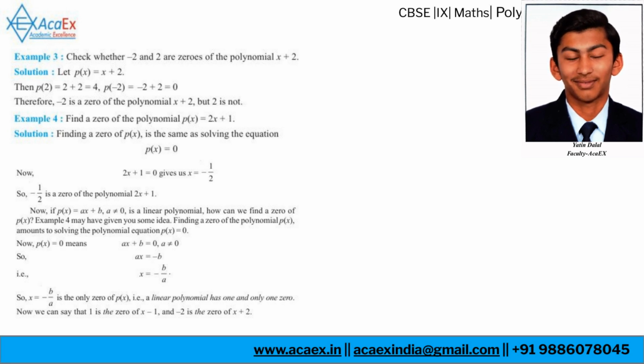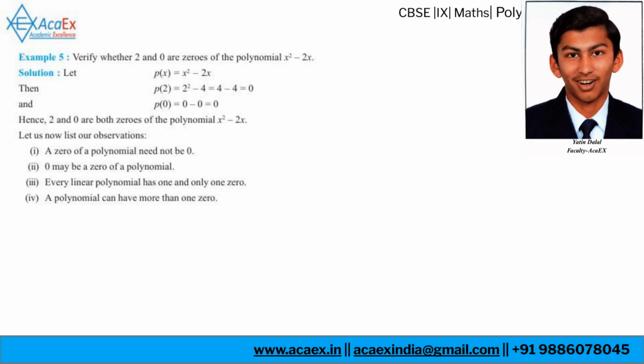Example 4. Find a zero of the polynomial p(x) equals 2x plus 1. Solution: solving the equation p(x) equals 0 gives 2x plus 1 equals 0, which means x equals negative 1 divided by 2. For any linear polynomial p(x) equals ax plus b, the only zero is x equals negative b divided by a.